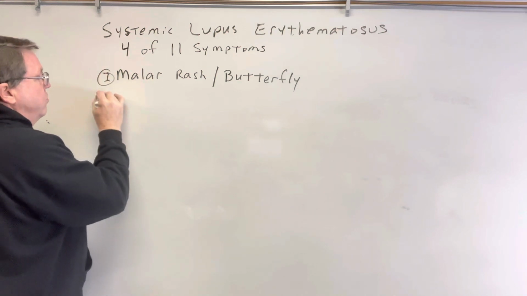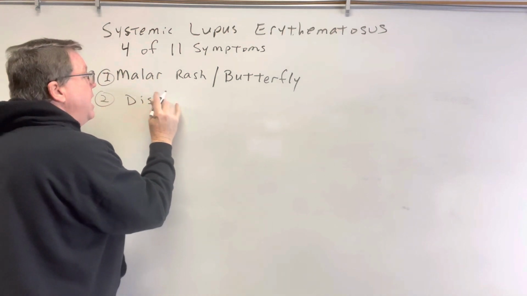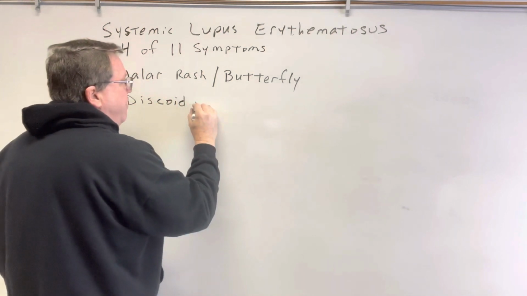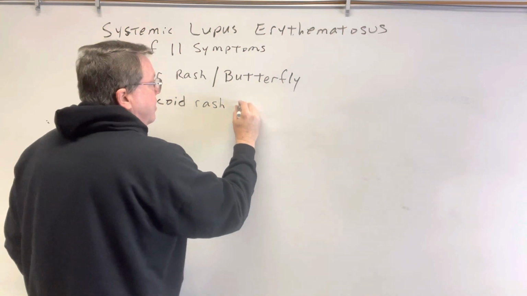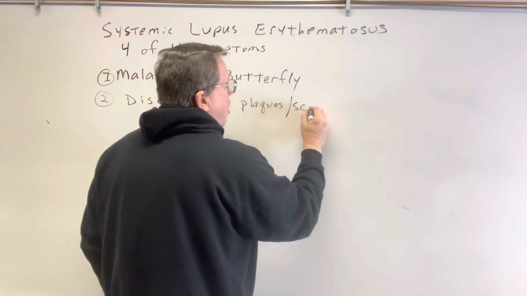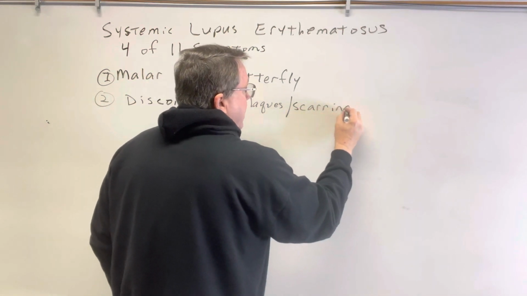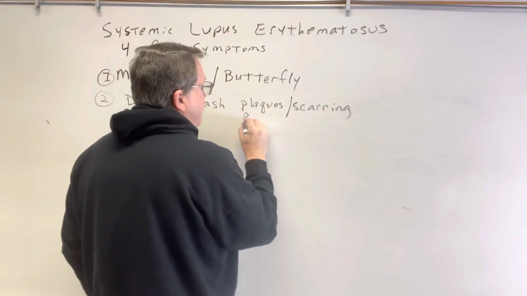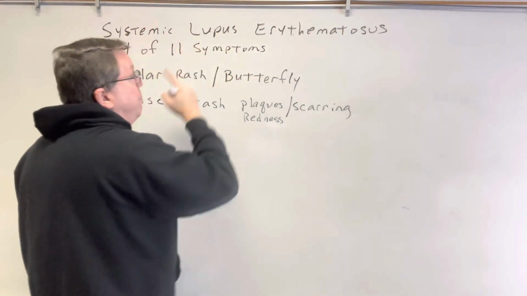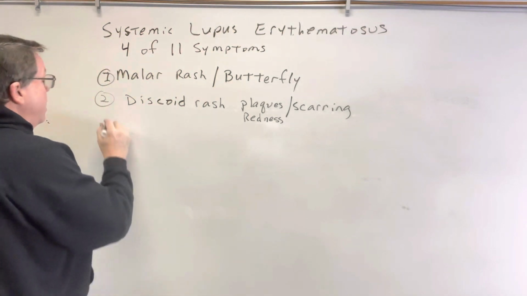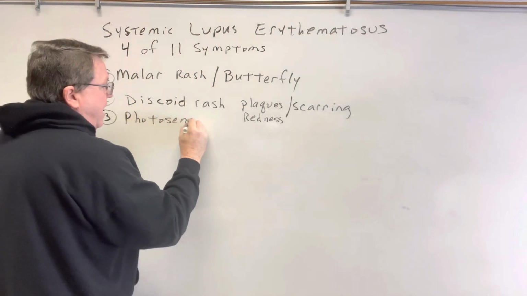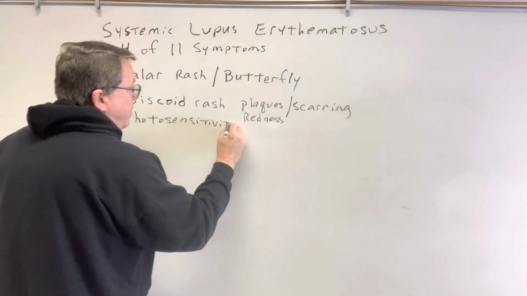The second one is something known as a discoid rash. And in actuality, you could just have this as its own form of lupus. In this case, there's going to be plaques, and there's going to be redness, and there's going to be scarring on the skin, okay? And this is where I think they get the wolf bite thing from, because it looks like a wolf bit the skin. The third one is any other photosensitivity rash that you have, okay?